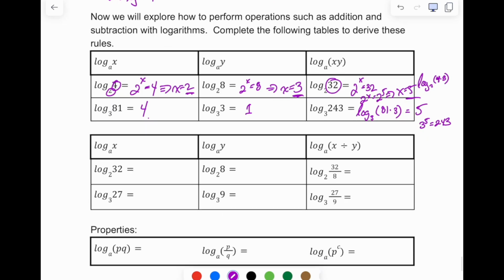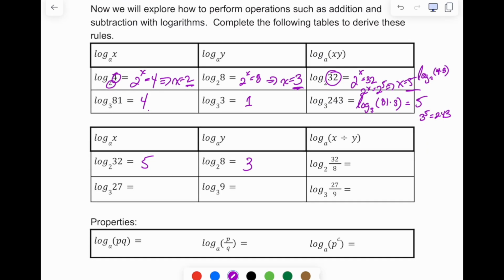Okay, so let's look at this example. Log base 2 of 32, we just said it was a 5. 2 to the power of 5 is 32. Log base 2 of 8 is going to be 3 because 2 cubed is 8. Well, what's the log base 2 of 32 over 8? Well, this is really the same thing as log base 2 of 4, which is going to be 2 because 2 squared is 4. And we can see that the reverse is happening when we do division, because here 5 minus 3 is equal to 2.